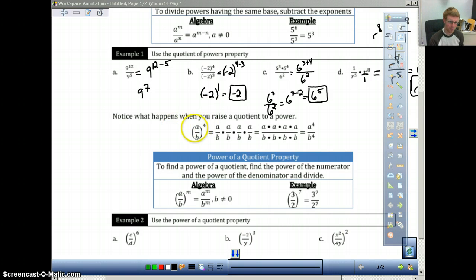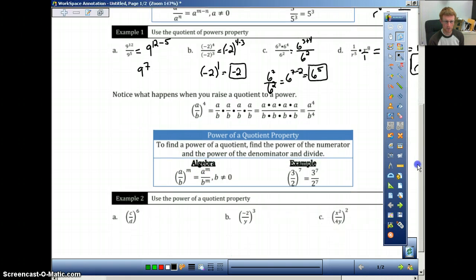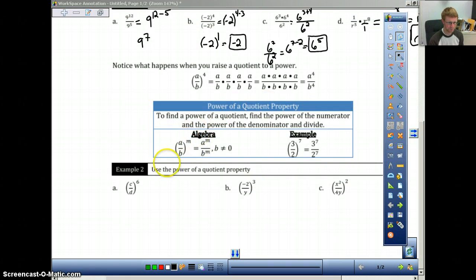That exponent needs to be applied to everything, top and bottom of a fraction, every term. It doesn't matter if it's multiplied, it doesn't matter if it's divided, it will be applied to every term on the inside of that parentheses. Okay, so A over B to the M will be A to the M over B to the M. So again, let's look at a couple of examples here.